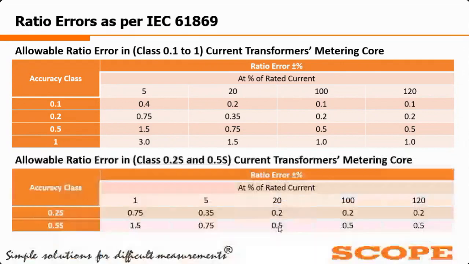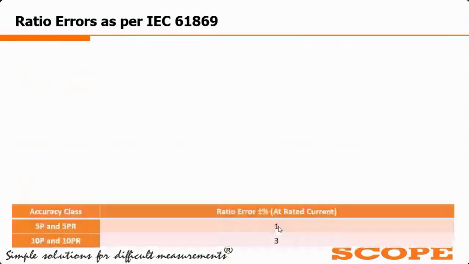Similarly, for other metering cores like special metering cores, 0.2S and 0.5S. For metering cores, we have to test the CT from 1% to 120% of rated current, and for that IEC has given different ratio error allowable limits, which we need to follow.